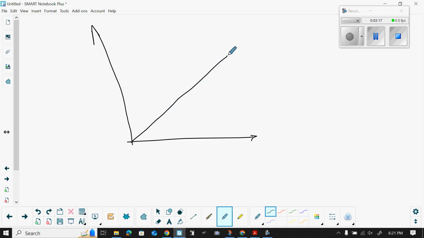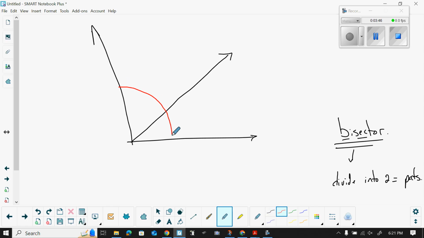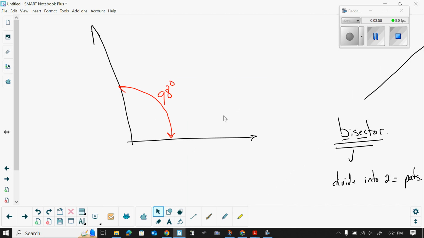Now, if I said a bisector of an angle, okay? To bisect, by to sect, cut, right? To bisect an angle means to divide it into 2 equal parts or portions. So if this entire angle right here, from here all the way over here, let's say this whole angle was 98 degrees. There we go. All right, so 98 degrees.